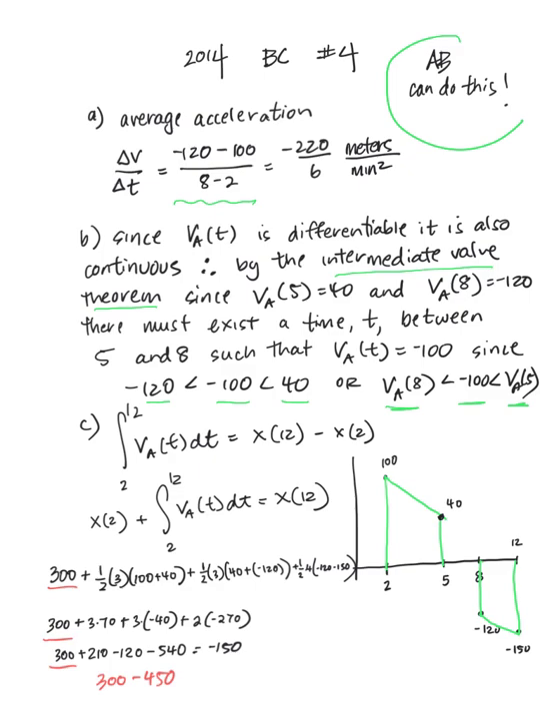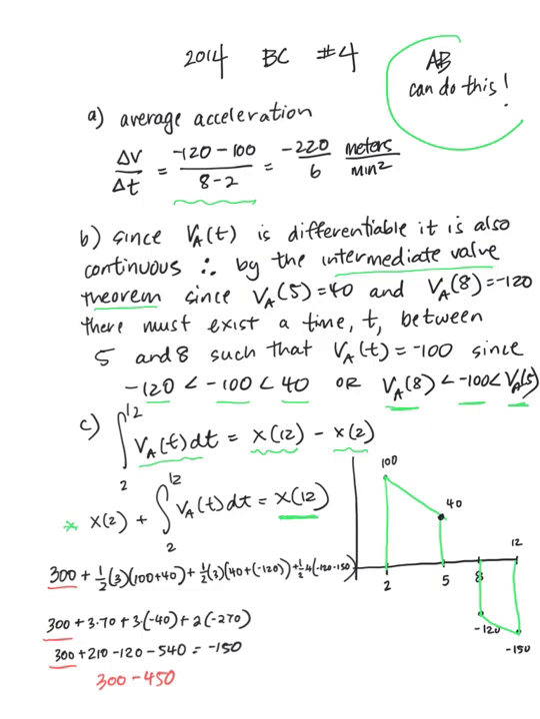Part C, it's asking for the train's position at time t equals 12. Well, we know the integration from 2 to 12 of the velocity is the same thing as x of 12 minus x of 2, the difference in the position. If we slide that x of 2 over to the opposite side of the equation, we know that x of 2 plus the area underneath the velocity curve from 2 to 12 is equal to x of 12.